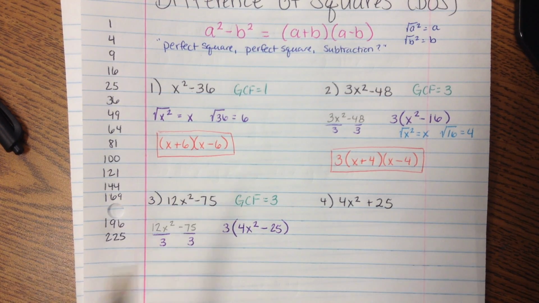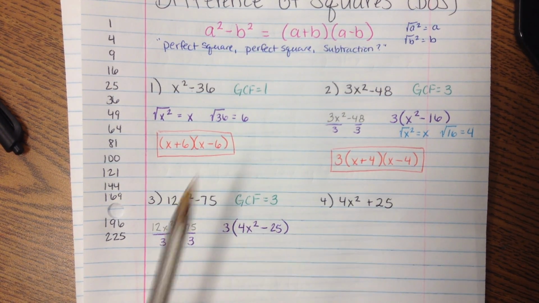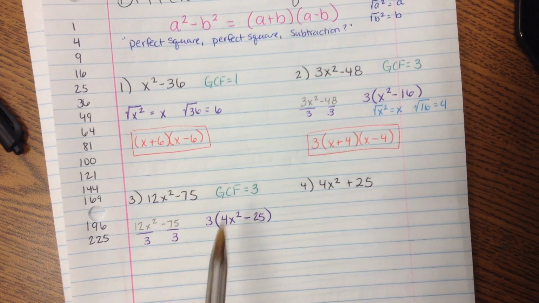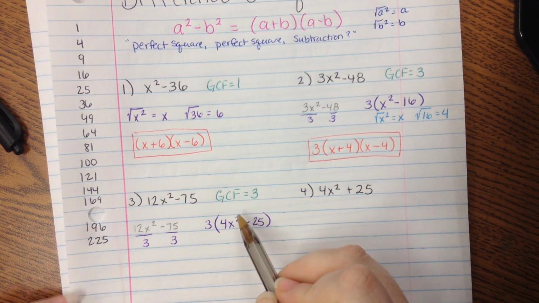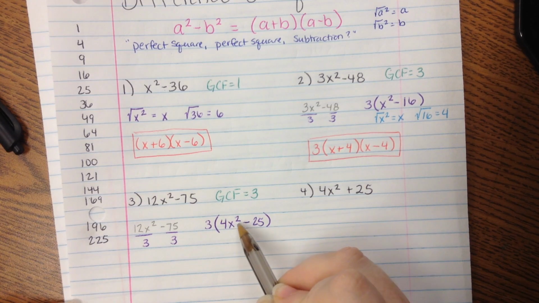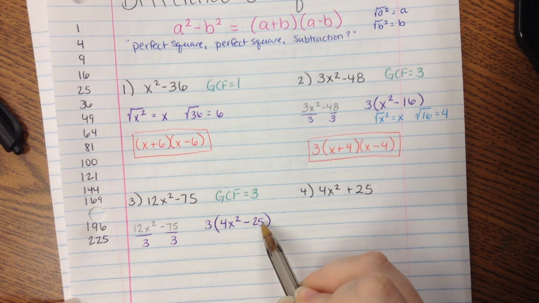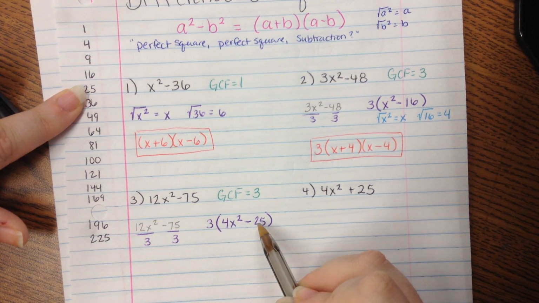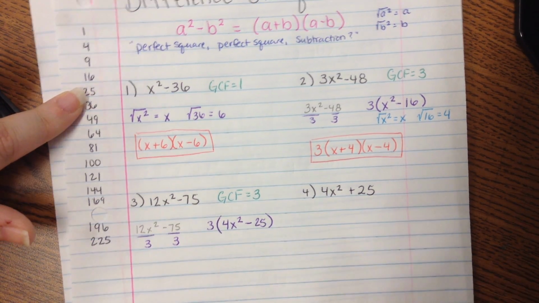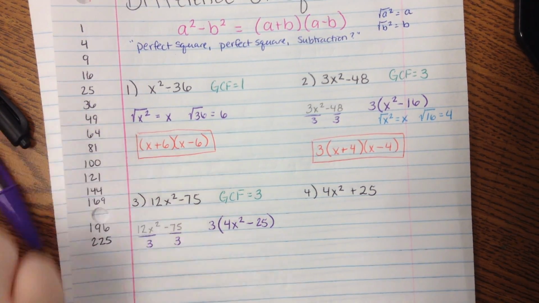Now we look to see if we have a difference of squares because we have two terms. Our first term is 4x squared. 4 is a perfect square, and so is x squared. So this entire first term is a perfect square. 25 is also a perfect square. So we do have perfect squares, and we also have a subtraction sign. Therefore, this is a difference of squares.